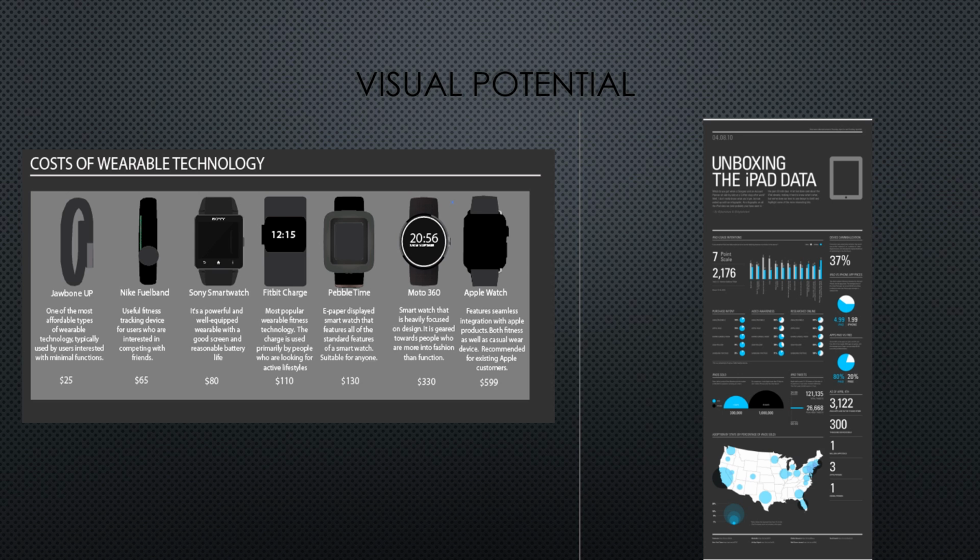So to exploit the visual potential of appearance, I created a display for the cost of wearable technologies ordered by cost. Each wearable technology contains a description, but more importantly, it has an image that helps people understand what kind of device that I'm talking about. So in my example, I have the Apple Watch, the Moto 360, the Pebble Time, the Fitbit Charge, the Sony smartwatch, the Nike FuelBand, and the Jawbone Up. These are the most popular fitness wearable technologies that are currently out right now.